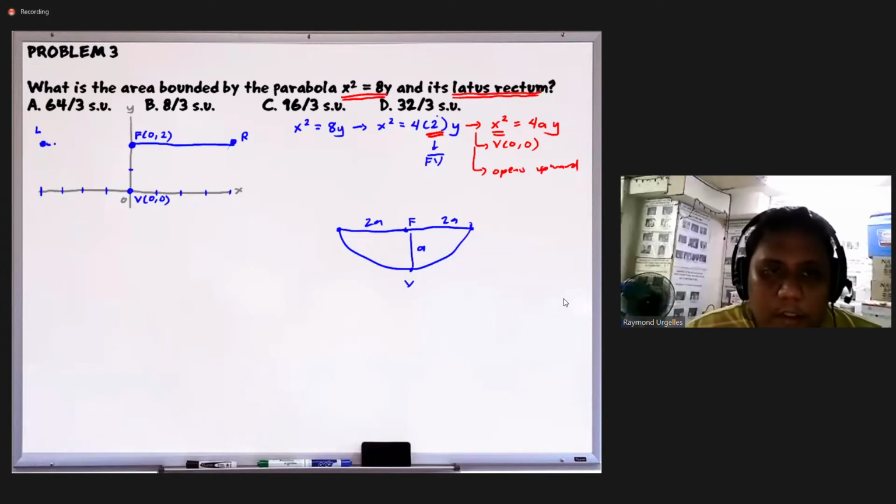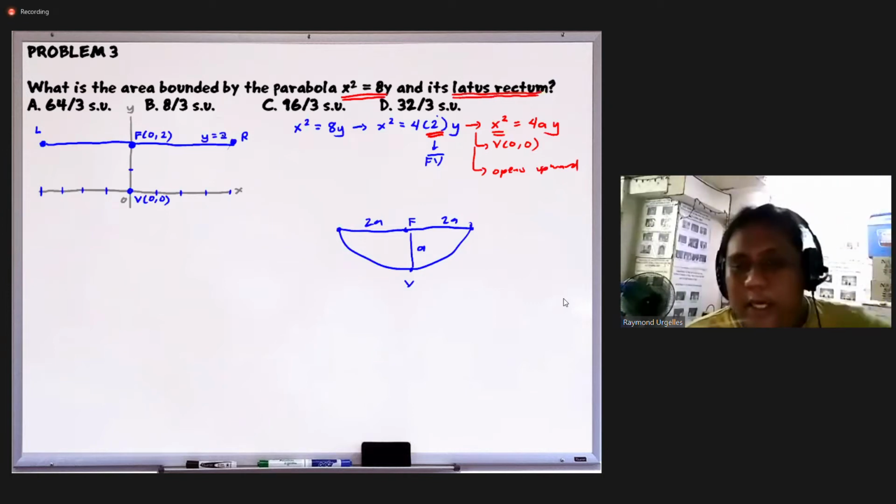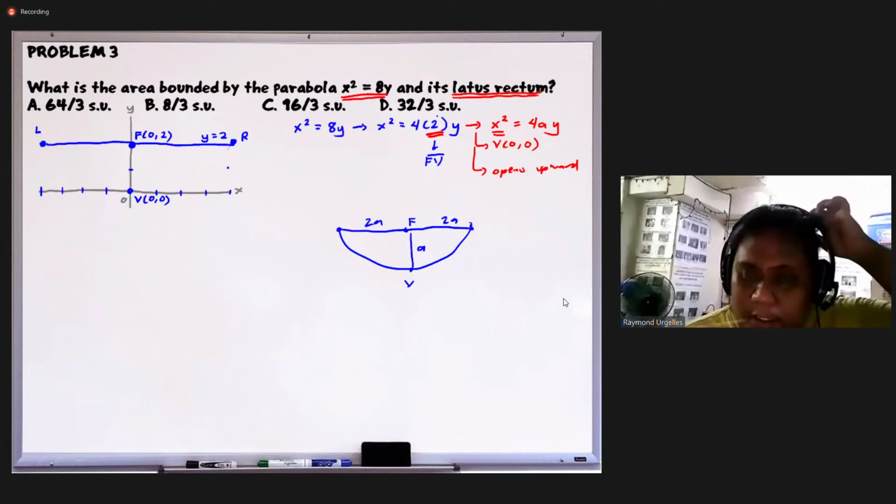So we have a horizontal line passing through y is equal to 2. Yung latus rectum natin can be treated as y is equal to 2. Basta horizontal line yung equation natin dyan, y is equal to a constant. Pag vertical line naman, x is equal to a constant.